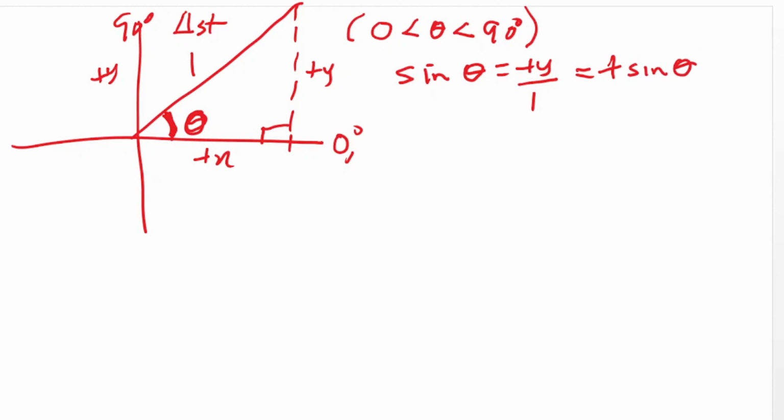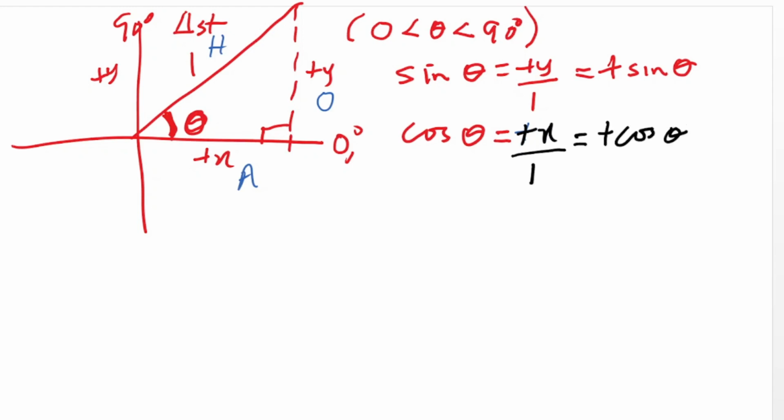Then we go to cos theta, which is adjacent over hypotenuse. So this is the opposite here, this is adjacent, and this is the hypotenuse. So that is x, plus x, all over 1. This is also positive. Plus cos theta.